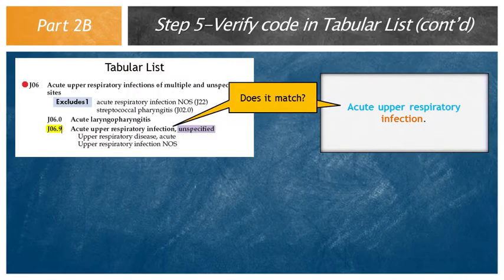Read the definition of the diagnosis in the tabular list to make sure it matches the diagnosis in the medical document. In this example, acute upper respiratory infection unspecified matches the diagnosis in the medical document, so you can move on to the next step.